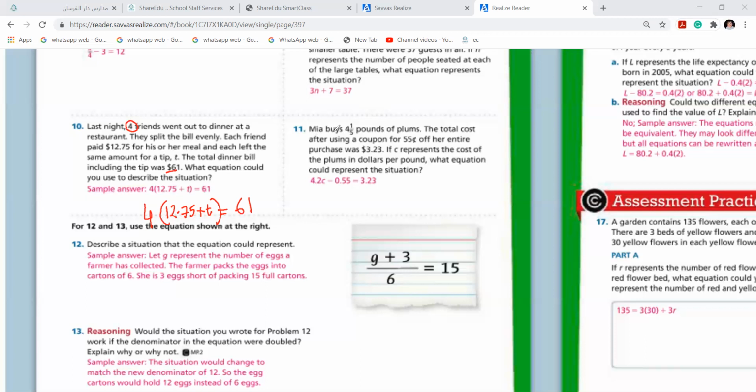Mia buys 4.5 pounds of plums. The total cost after using a coupon for 55 cents off her entire purchase was $3.23. So what was the total? $3.23 was the total. Okay. Now, if C represents the cost of plums, so 4.5 pounds.